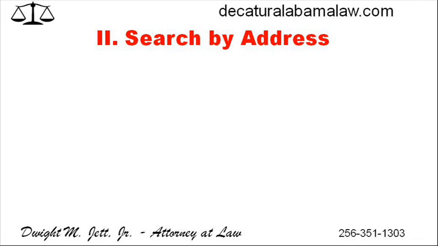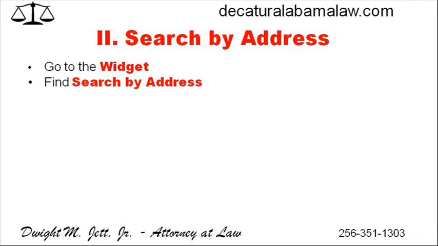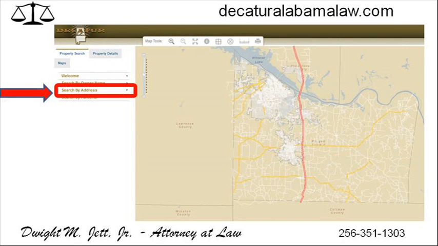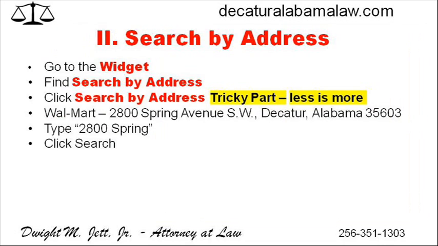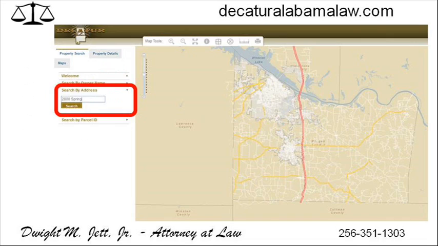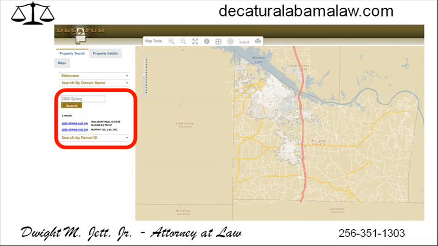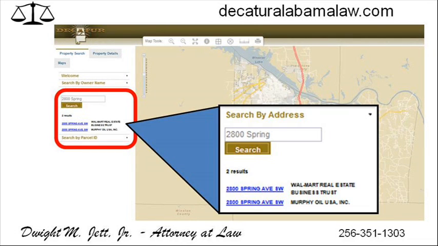Search by address. Go to the widget, find search by address, click search by address. The tricky part on this is that less is more. We already know the correct address for Walmart, but type 2800 Spring and click search. You'll have 2 results pop up. The top result is for Walmart.